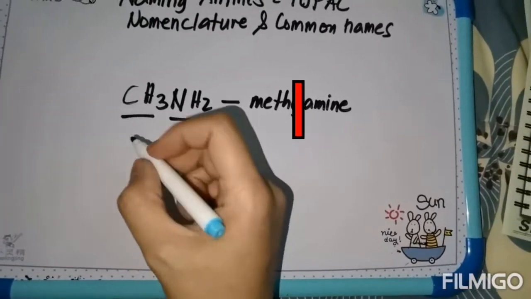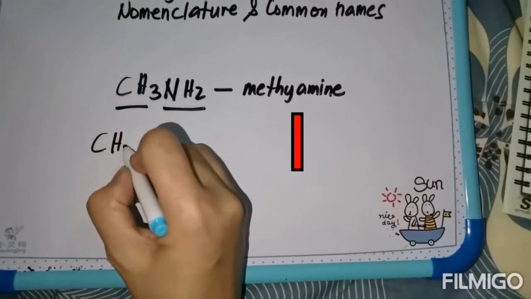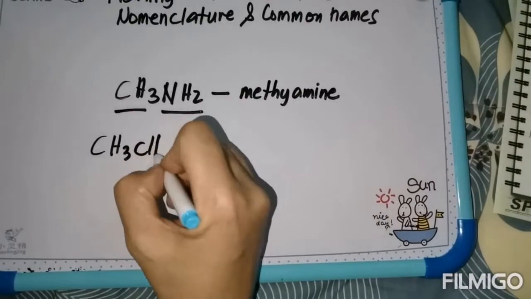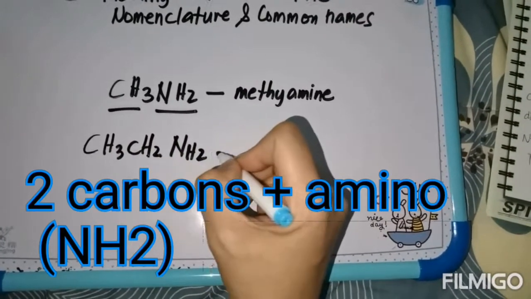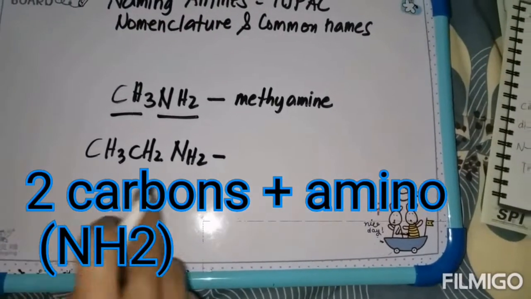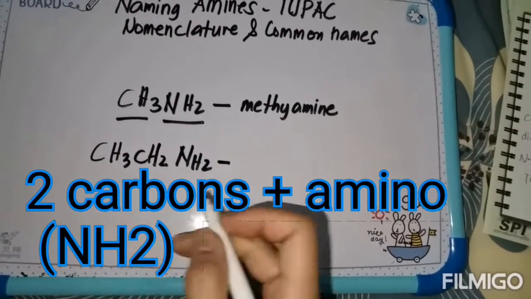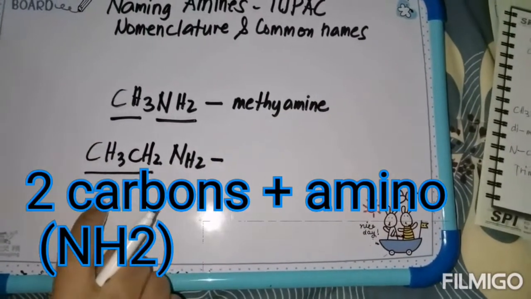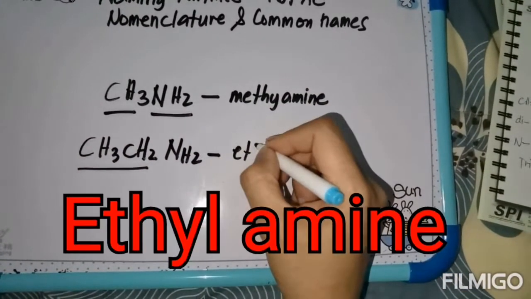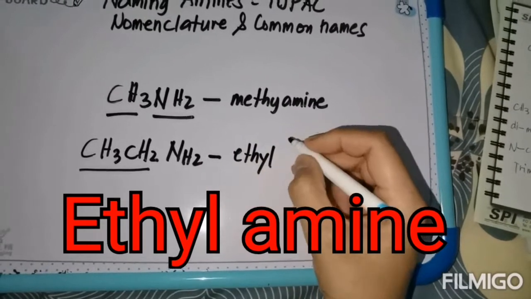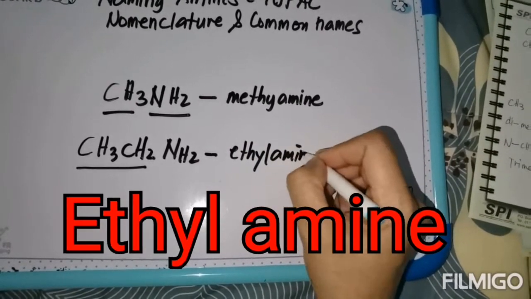Okay, so what if we have two carbons attached to an amine? So how could we name this molecule? So we have now an ethyl composed of two carbons. So we name this as ethylamine.